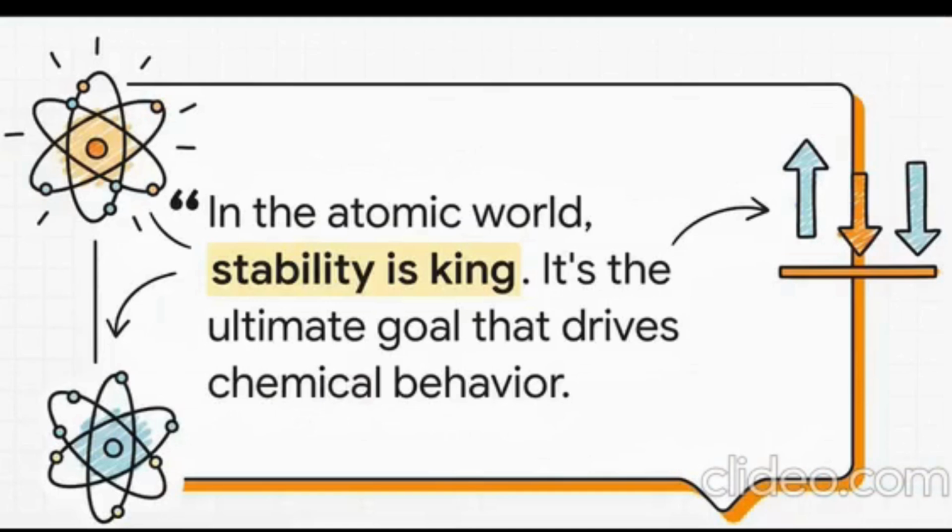So it all really boils down to this one idea. In the atomic world, stability is king. It is the ultimate goal, and it's what drives all chemical behavior. Atoms will bend and sometimes even seem to break the simple rules if it means they can get to a more stable, lower energy state in the end.